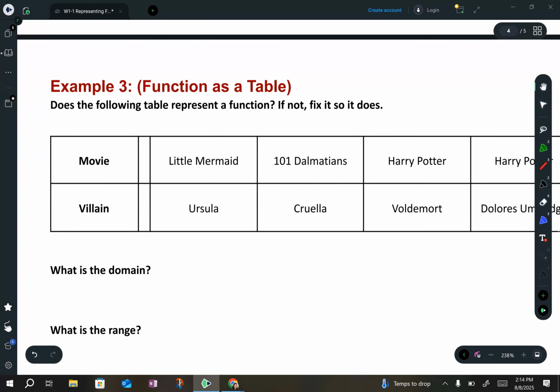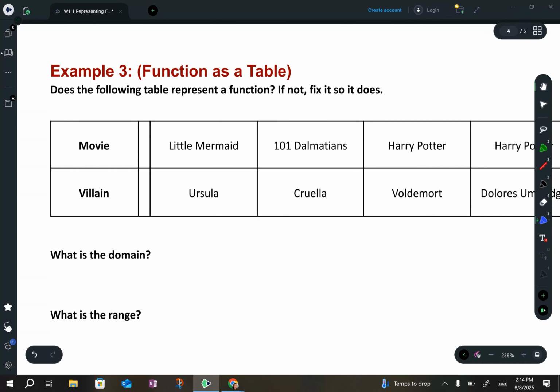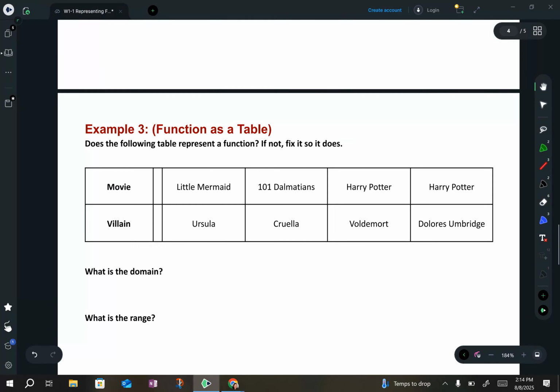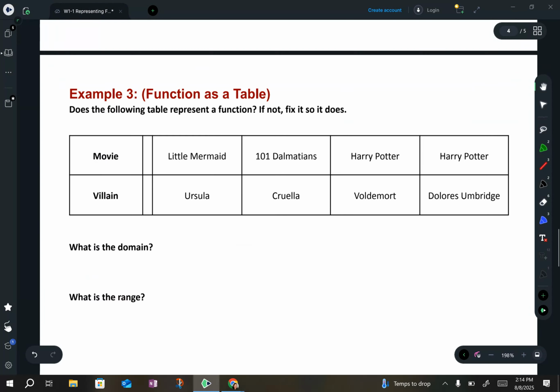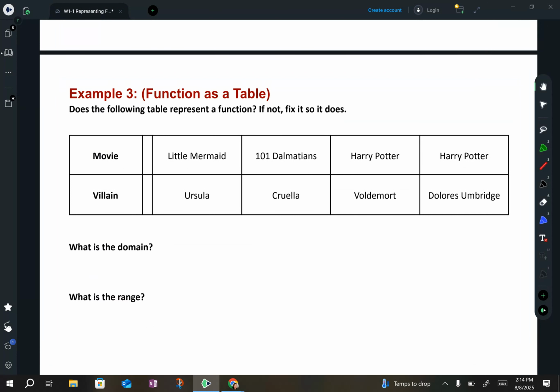All right, let's think about another example. This is a function written as a table. Let's make this just a little bit smaller. So in this function, we're going to be working on movies and villains. So we're going to decide if this following table represents a function or not, and if it doesn't, we're going to fix it. So let's think about what is the relationship here? Well, we have our movies, that's our input, and the output is the villain of the movie. So, for example, if we put in The Little Mermaid, the output is Ursula. If we put in 101 Dalmatians, the output is Cruella.